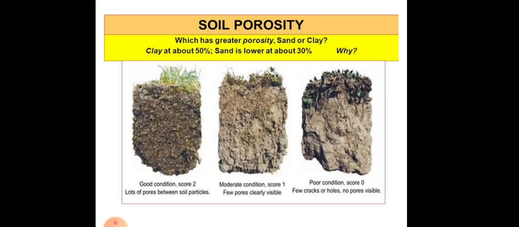and due to this it is in poor condition, and a rank or score is also given to each structure. The first structure gets the top score because it is in good condition and lots of pores are present in it. In the middle structure the pores are fewer, or the porosity is less, so it is in moderate condition, and the last structure is in poor condition because there is no porosity. So basically clay soil has the highest porosity, then silt, and the lowest porosity is present in sand.